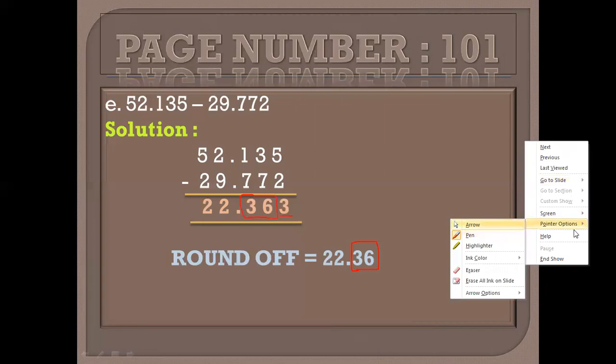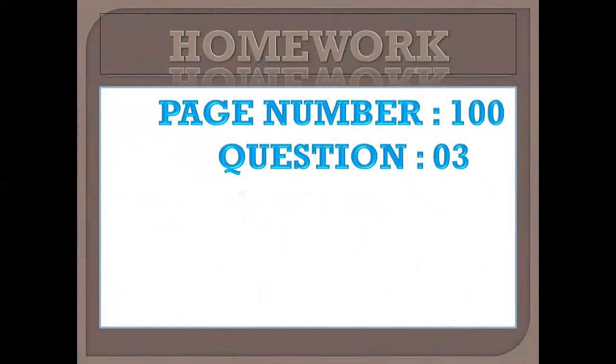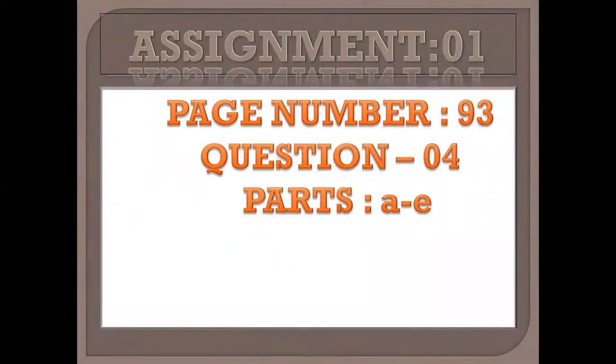Yes, students, here we complete page 101. Your homework is page number 100, question number 3. And also you have an assignment of page number 93, question number 4. There are A to E parts in question 4. Because you have a weekend, you can do this easily. If you have any problem, you can discuss with me in Zoom meeting.